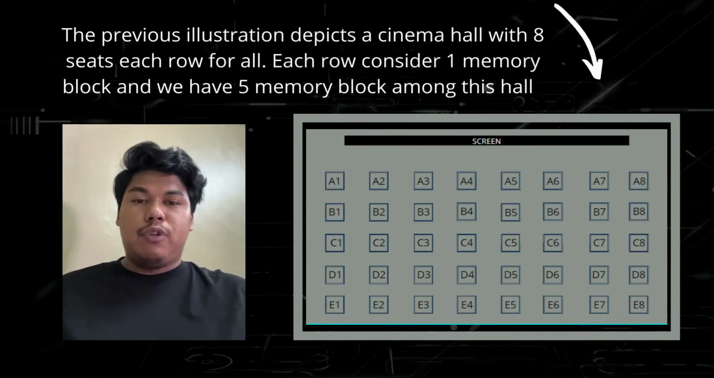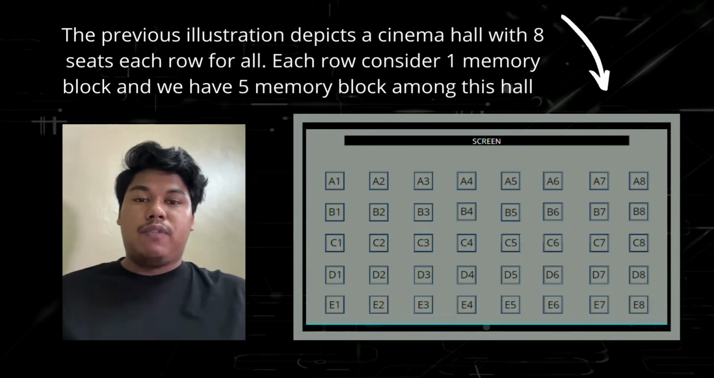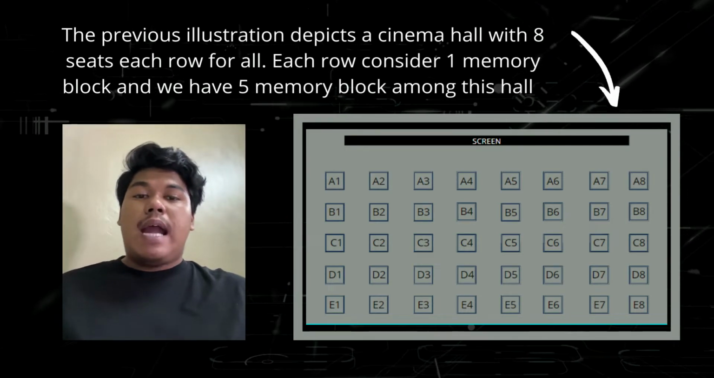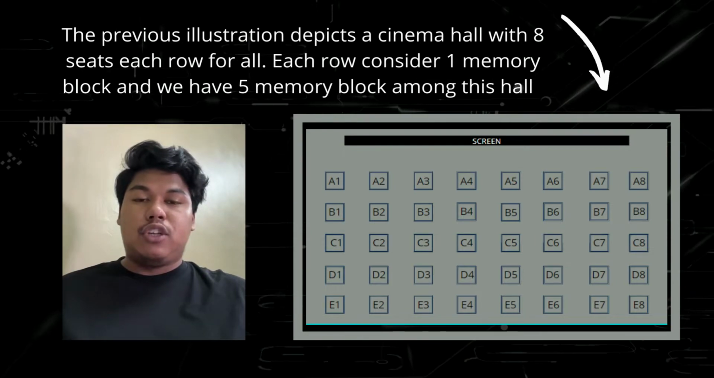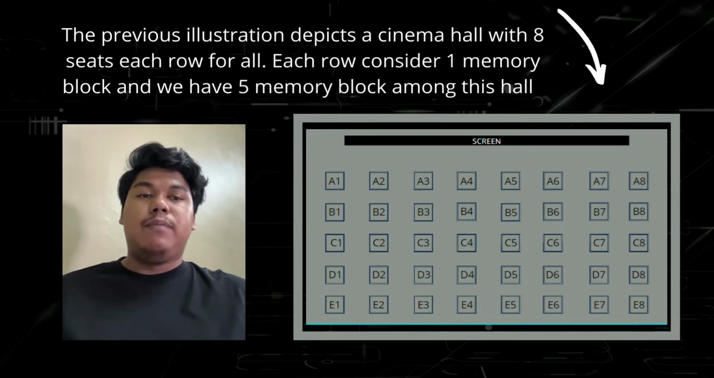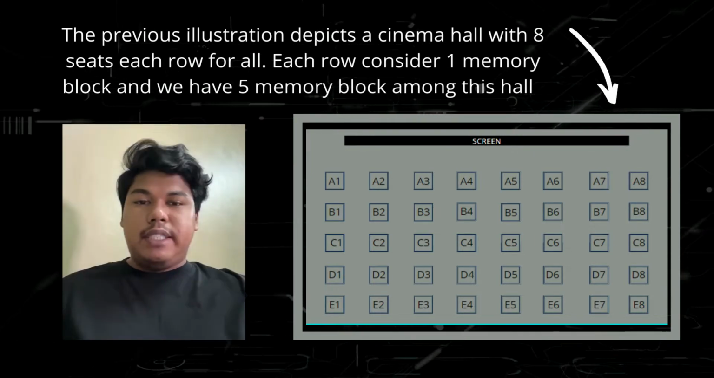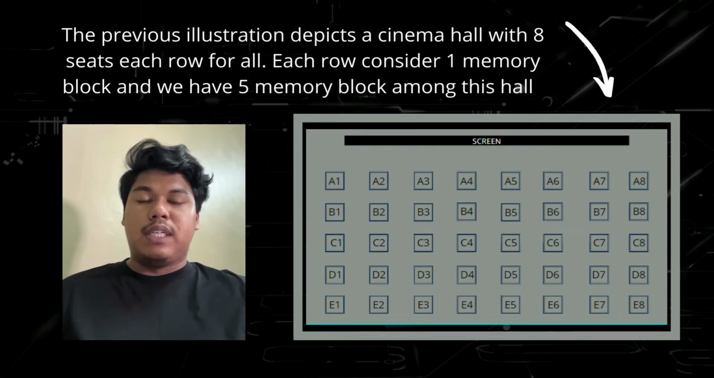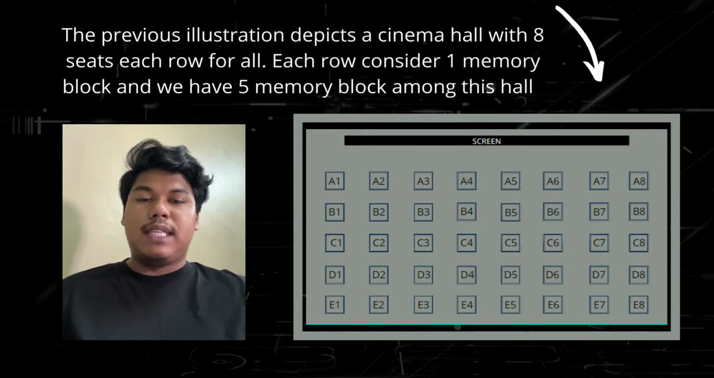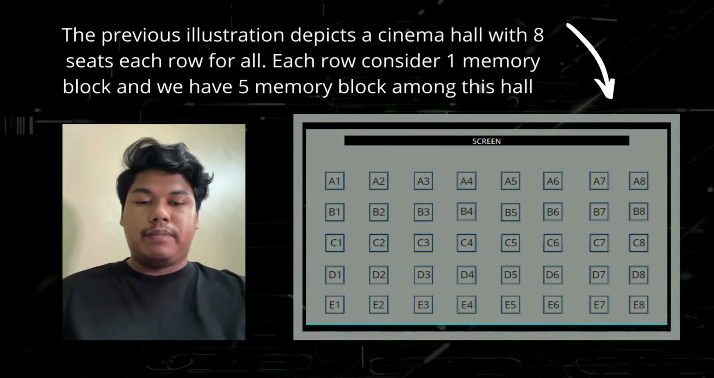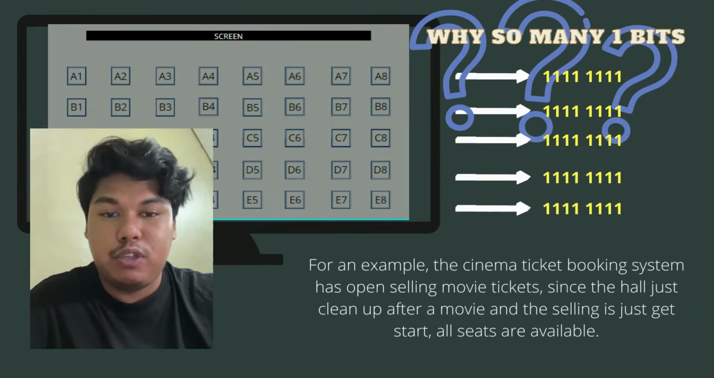This image shows a cinema hall that consists of 5 rows, A, B, C, D, E, and each row has 8 seats in total, A1, A2, A3 until A8. This continues for the other rows as well. Each row is also considered as one memory block. So for this hall we have 5 rows in total, which means we have 5 memory blocks in this cinema hall. For now, we're going to take the previous illustration as an example.